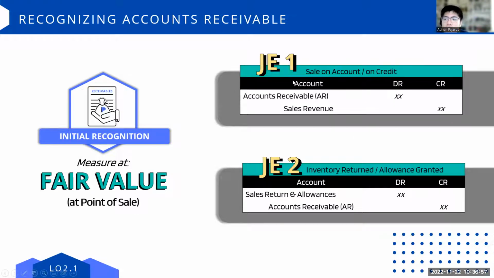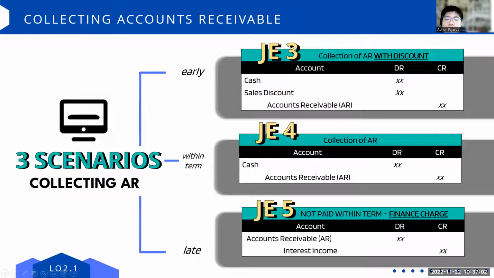So journal entry on sale on credit, journal entry on SRA, and then the three scenarios when you're collecting AR. What's the journal entry if there's a discount? What's the journal entry if there's no discount? And then what's the entry if there's a finance charge for a late collection?